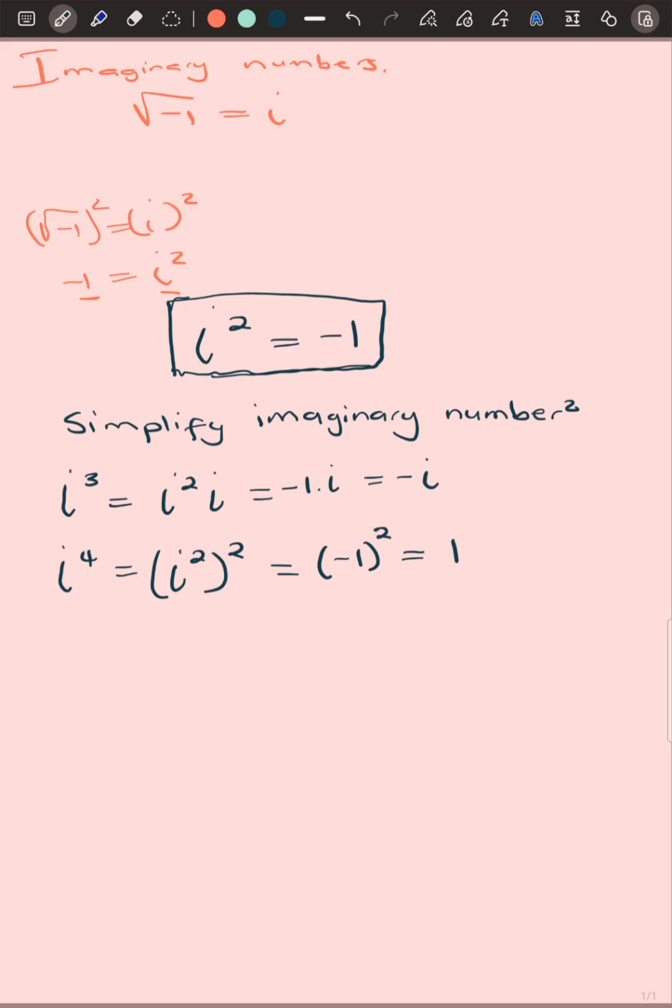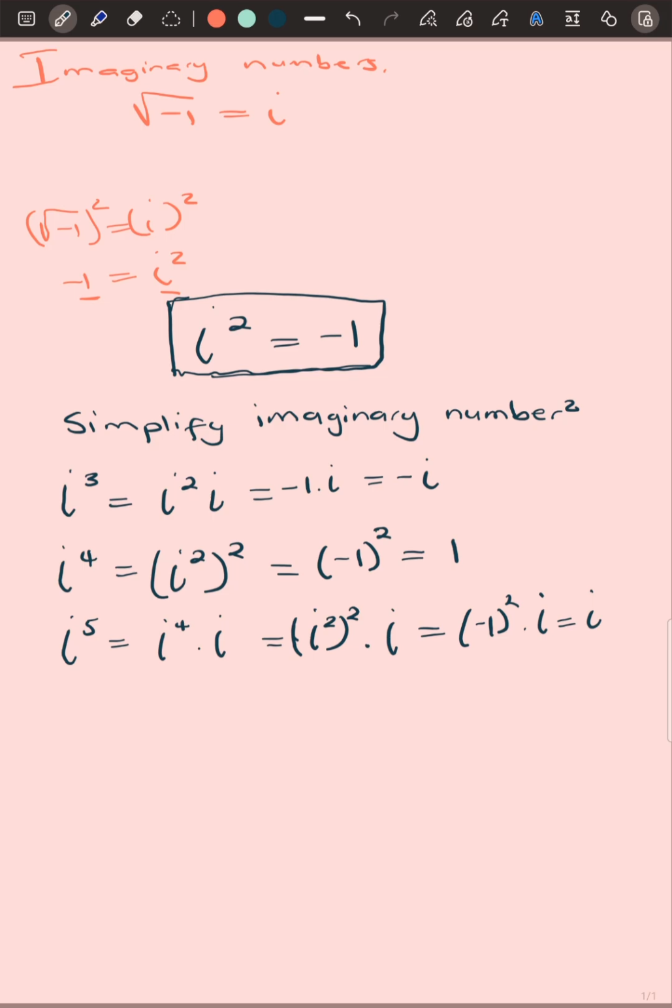We are going to do a few more until we get the gist of it. Remember, the aim is to get i squared so I can get -1 and hopefully end up with a real number. i exponent 5. I want i squared, so I'm going to have i exponent 4, which gives me i squared all squared, times i, which is -1 squared times i, and I end up having i.